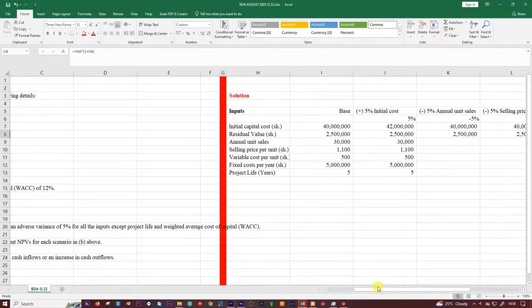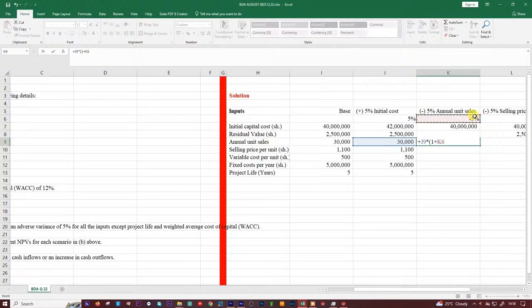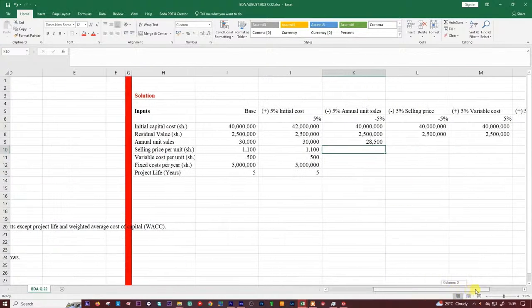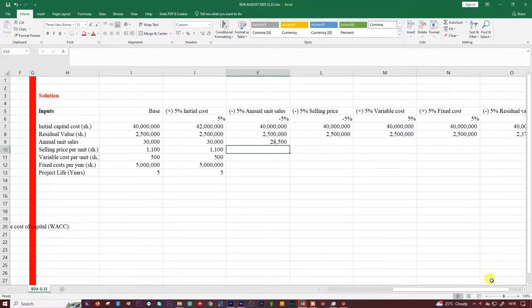Talk about the annual unit sales. The annual unit sales will affect what? Will affect this component right over here, this column over here. So here we are saying it's going to decrease, so plus that one times open the brackets, 1 plus that 5%, negative 5%, 28,500. But the rest remain the way they are. These other values remain the way they are. So 30,000.